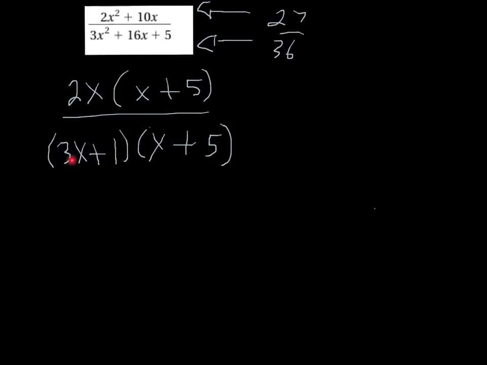We got 1x, 15x, and now we just look to see if anybody's similar on top and bottom. Since this is attached by multiplication and this is attached by multiplication, I can take my binomial that's common in both the numerator and denominator and cancel them out, and I'm left with a final answer of 2x over 3x plus 1.